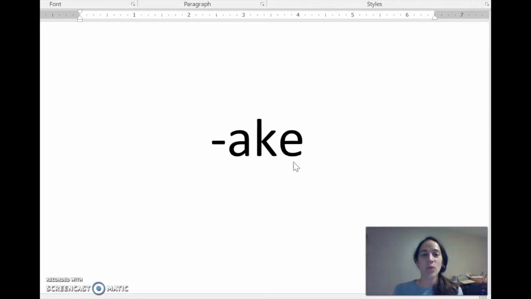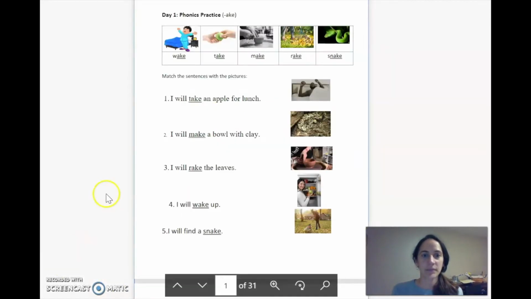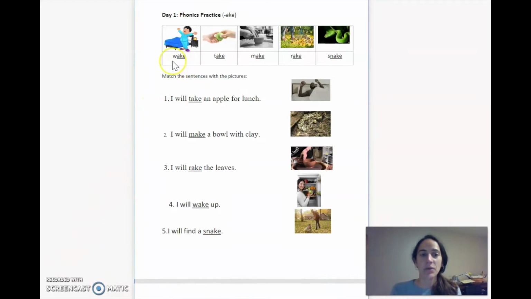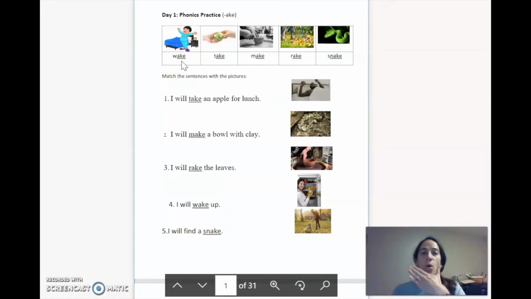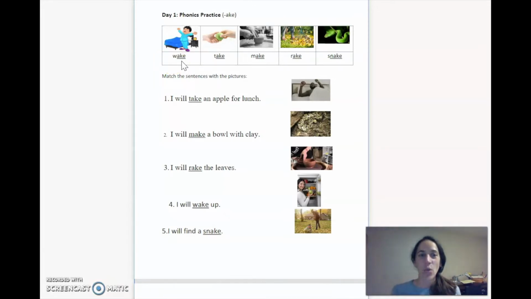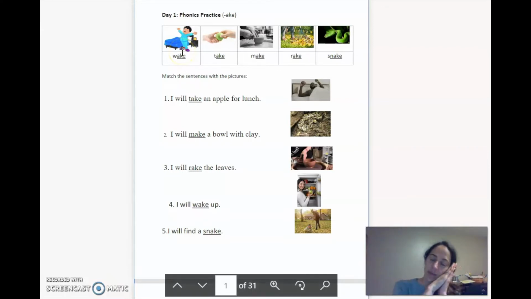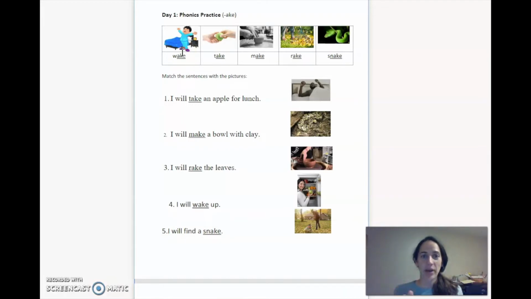Good. We can put lots of different letters in front. Let's look at some examples. Here's A-K-E with a W in front. Repeat after me. Wake. Good. When a person has to wake up, it means they were sleeping. Wake up. My eyes are open.